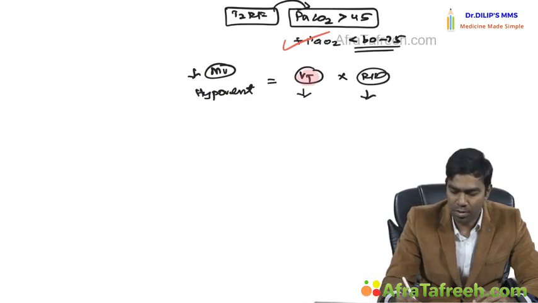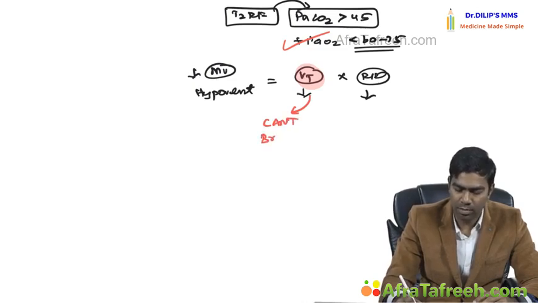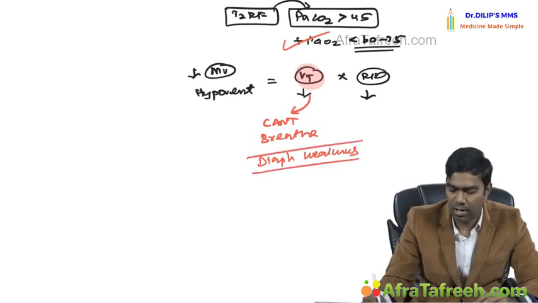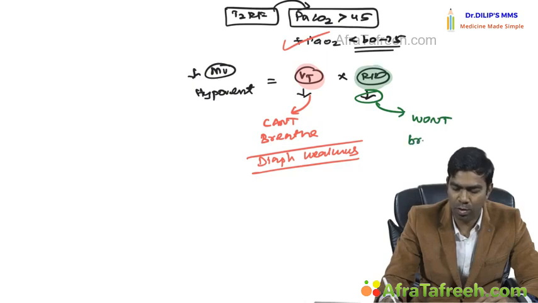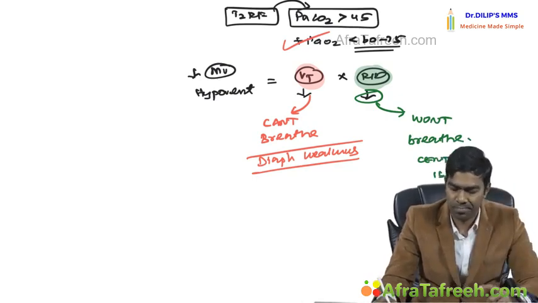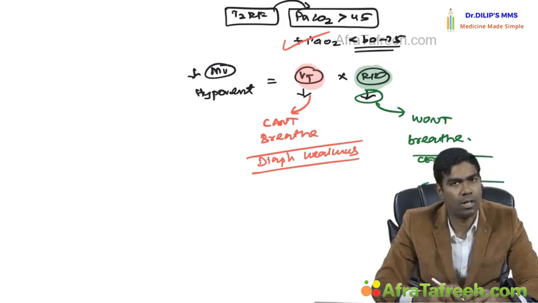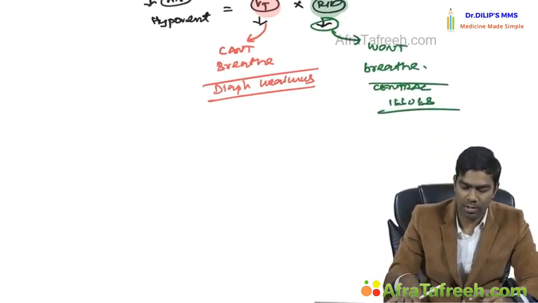Those patients whose tidal volume is reducing, we call them patients who can't breathe, because these people tend to have diaphragmatic weakness. And those patients who have a low respiratory rate are the patients who won't breathe. And these patients are going to have central issues. Clear? So let us see the causes based on this.